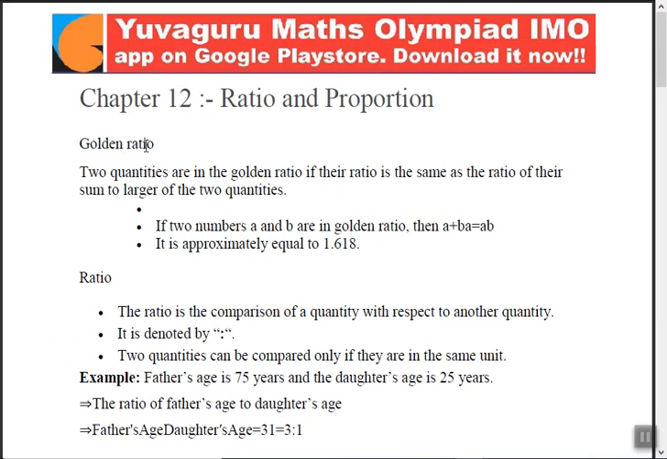What is the golden ratio? See here. Two quantities are in golden ratio if their ratio is the same as the ratio of their sum to the larger of the two quantities. Listen carefully and remember this. The ratio of their sum, this is part 1, to the larger of the two quantities, means the larger of the two numbers, that ratio with the ratio of their sum.